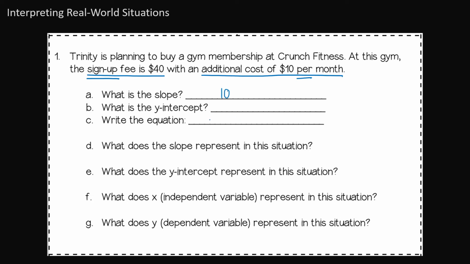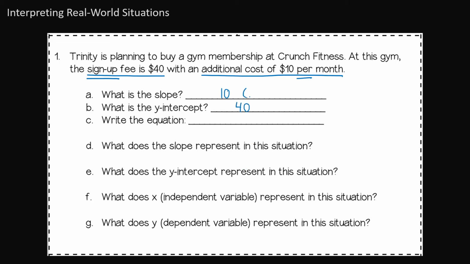The y-intercept I said was the initial or starting value. So when I see a sign-up fee for a gym, that means we're starting off by paying $40. And that's a flat cost. That isn't going to happen every single month. It's just a one-time fee of $40. The y-intercept here would be 40.